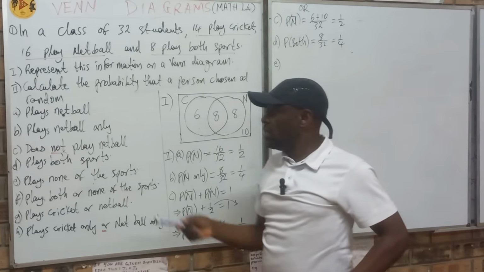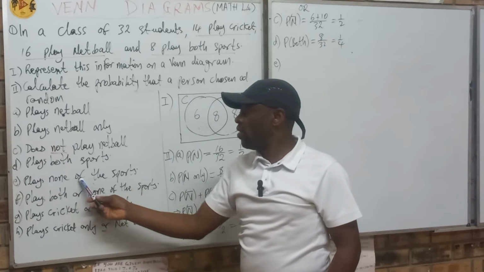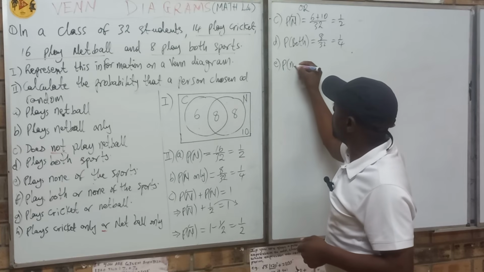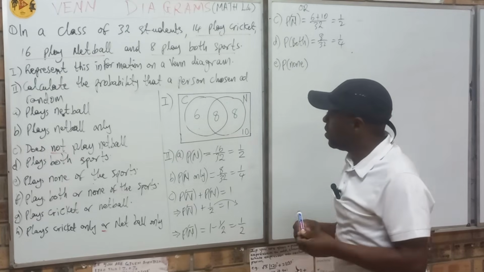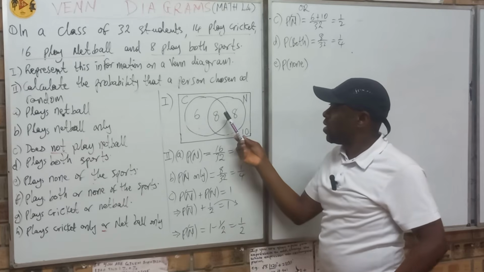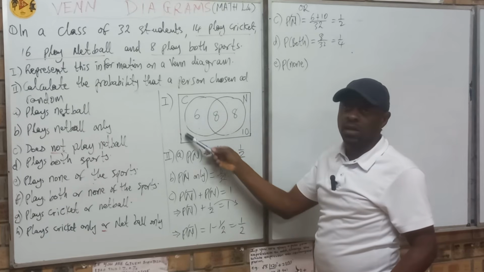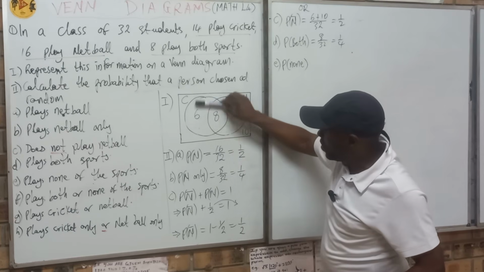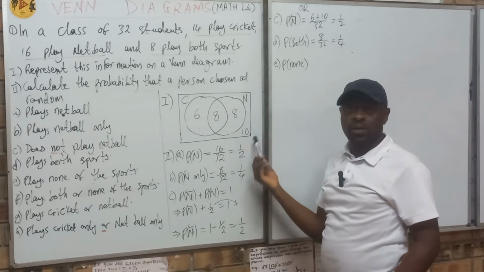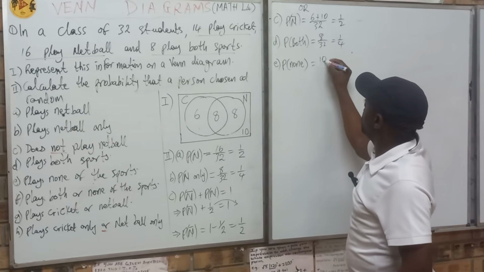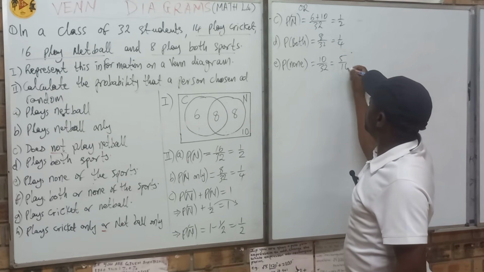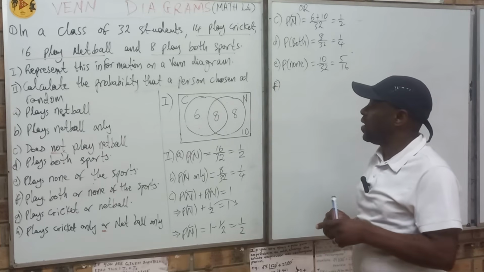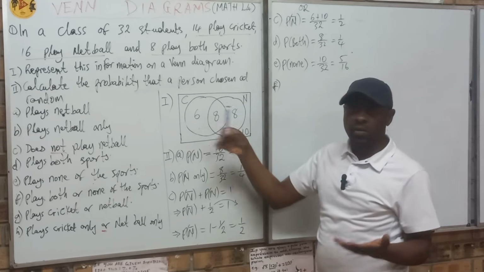Then E says a person selected at random plays none of the sports. So with this one, I need to know the portion in the Venn diagram that represents none of the sports. So if you are playing either of the sports, one of the two sports, you will either be inside the circle C or inside the circle N. So if you are playing none of the sports, you must be outside of those two circles. And the number outside is 10. So those who play none of the sports, we've got 10 out of 32, which is 5 over 16. So it is that easy, guys. Once you can get your Venn diagram right, any calculation you just read from there.